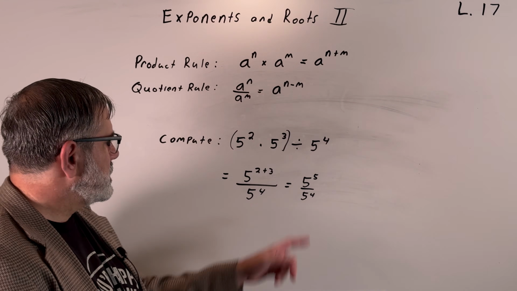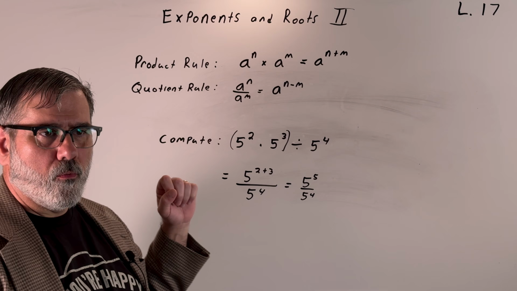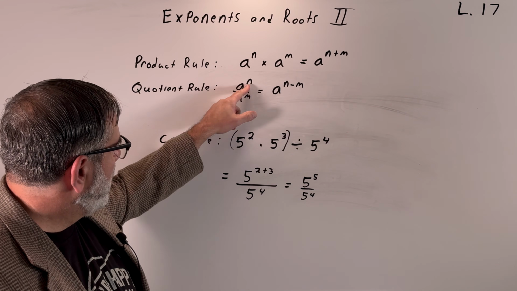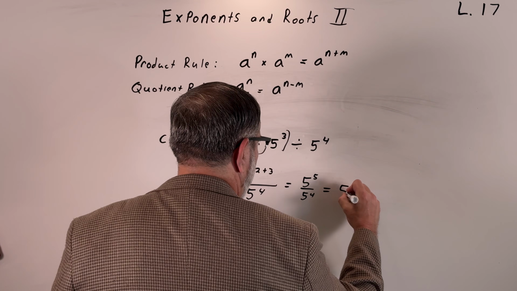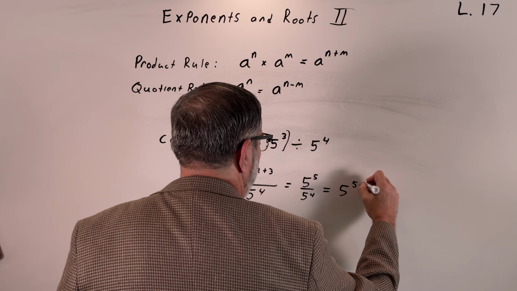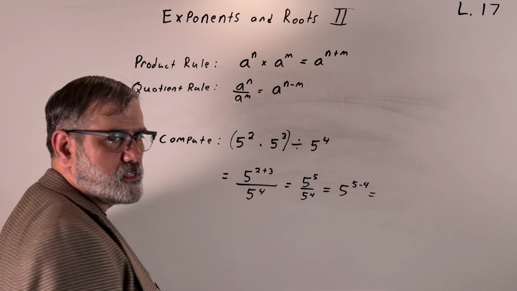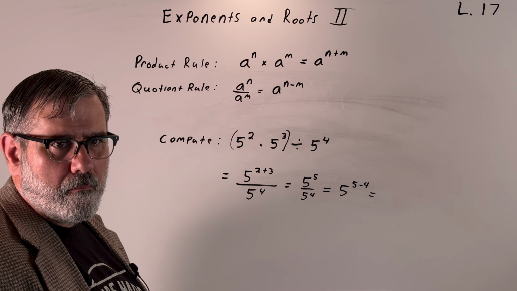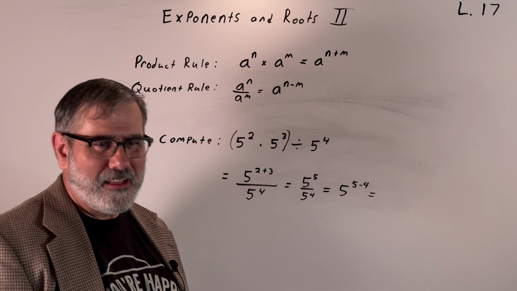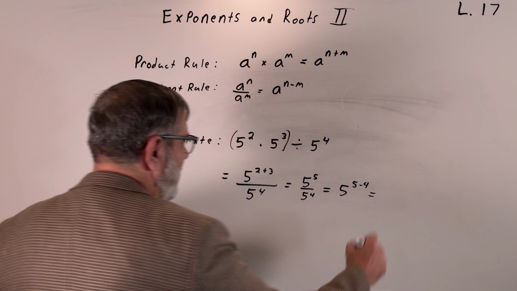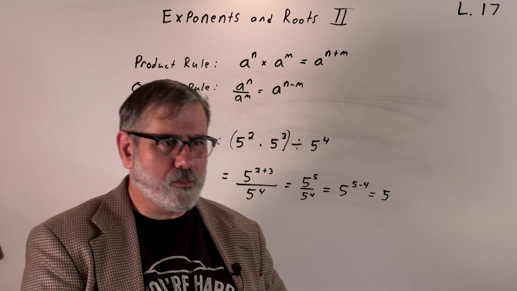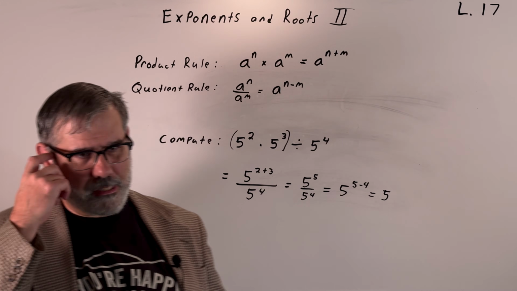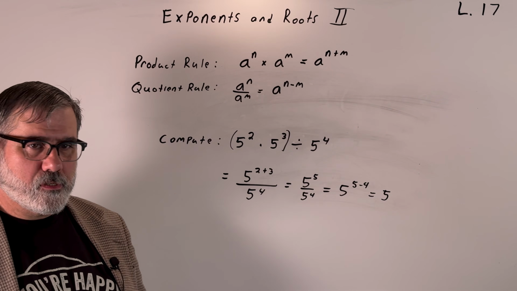Well, now I'm set up nicely that I can apply my quotient rule. N would be 5 and M would be 4. So I can rewrite this as 5 to the 5 minus 4. And what is 5 minus 4? It's 1. 5 to the 1, but we don't need to write 5 to the 1 because 5 to the 1 is just 5, right? I think we discussed that last time. And that gives us our answer.